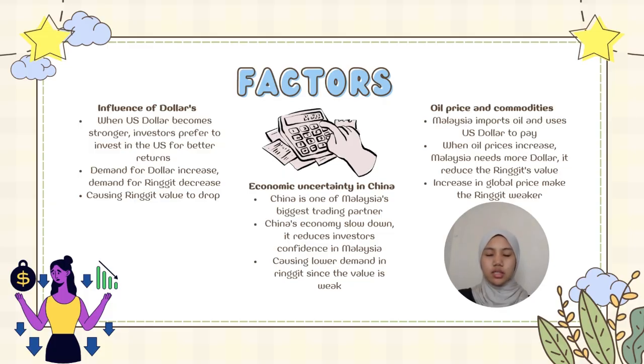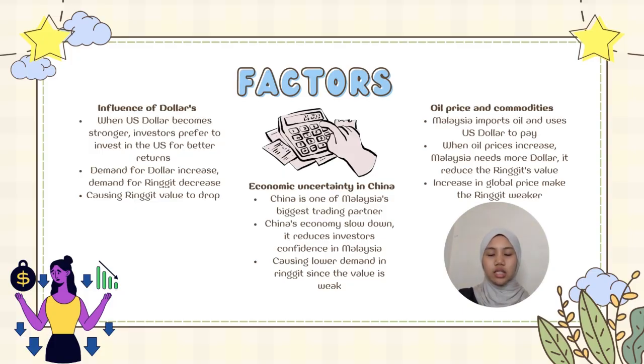The first factor is the influence of the dollar's value. As we all know, the US dollar is the world's main reserve currency and is used in trade and international transactions. When the value of the US dollar becomes stronger, investors will prefer to invest in the US rather than us for better returns. When the demand for the dollar increases, demand for the ringgit will decrease, and this causes the ringgit value to drop.